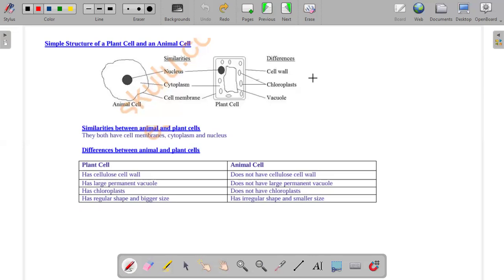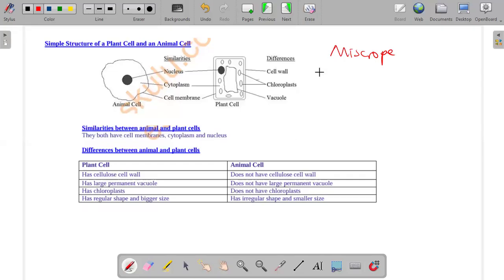Cells are so small that we cannot see them with our eyes, and so we tend to use instruments like the microscope. We use the microscope to be able to view the cell. This microscope helps us to see the cell. Since we can't see it with our naked eyes, it magnifies the image for us.